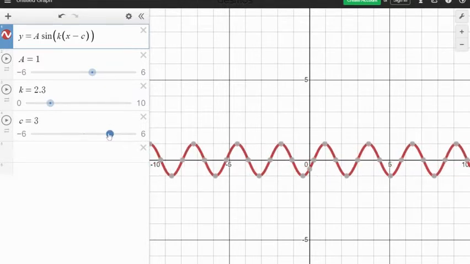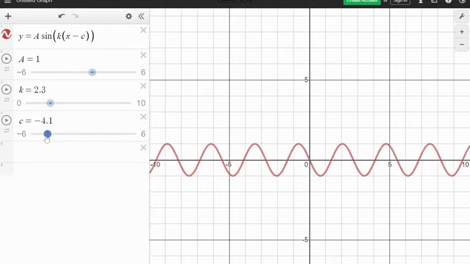The problem with that is that we have to keep in mind we're subtracting either a positive to move to the right or a negative to move to the left. Okay, let's hop over and see some examples.